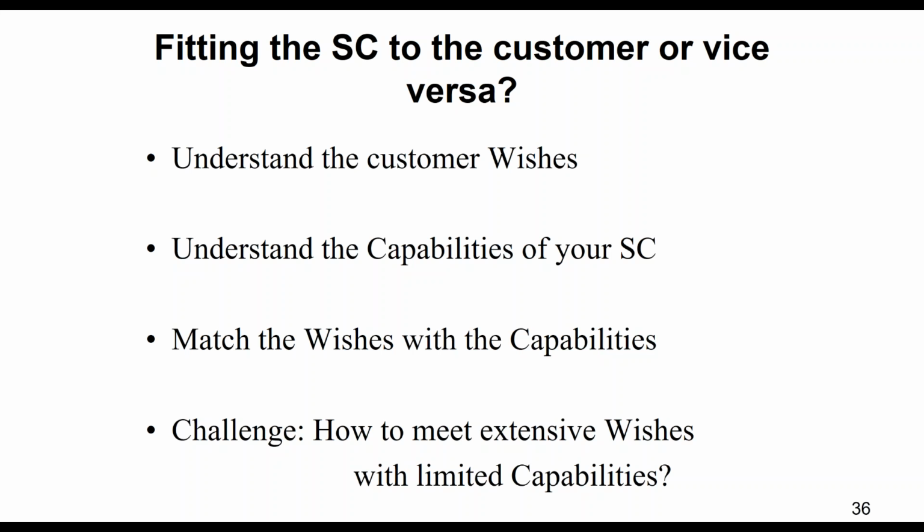Now, I may not be able to fulfill all these things, because I have limited capabilities in terms of how fast I can come, how well I can match your availability timings. So all these things need to be sorted out and come to a common ground, and that's the bigger challenge. That's what we call supply chain management. So managing these wishes and your capabilities of addressing those wishes is again a topic of supply chain management.